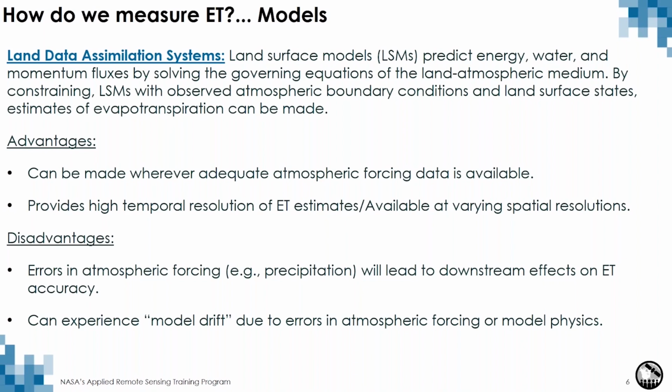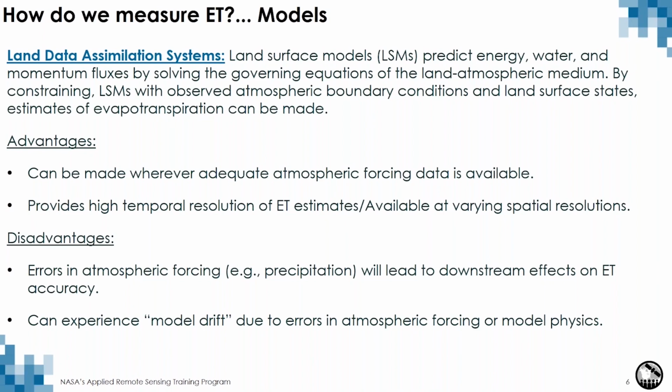So with land data assimilation systems and land surface models that are able to predict these energy and water fluxes, we constrain them with observed atmospheric conditions. We know the temperature, we can measure the wind, we can measure the humidity. Then we have physics within those models to estimate rates of evapotranspiration and changes in soil moisture. So everything that we understand about the system, we put into these models.